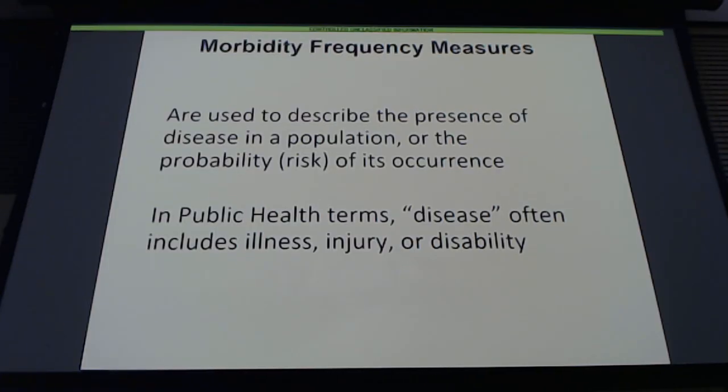We're looking at frequency measures used to describe the presence of disease in a population or the probability of risk. Morbidity means the condition of being diseased, right, because you're sick. Okay. And we have some tools that we use to figure these things out. Some of those tools are attack rates, incidence, and prevalence. And we use that to describe some of the morbidity within our population.